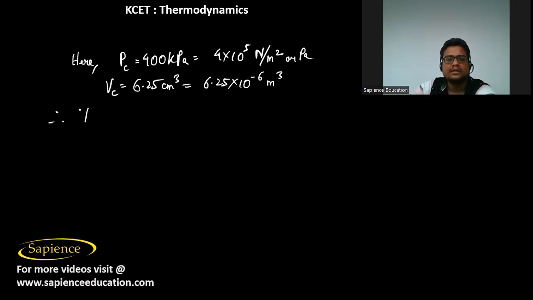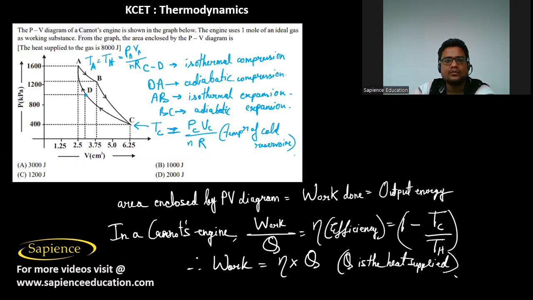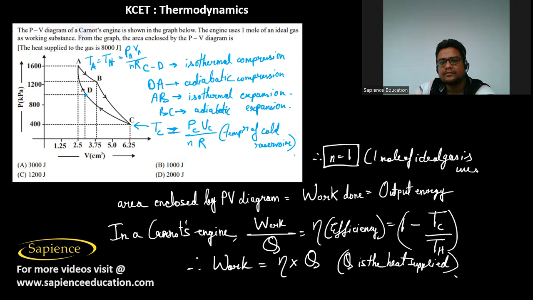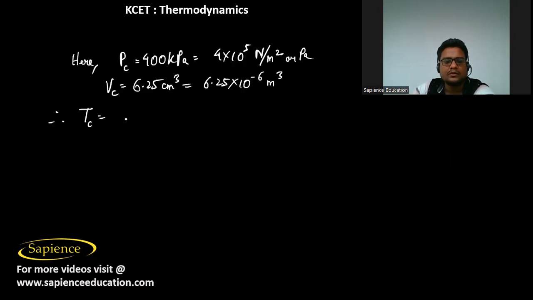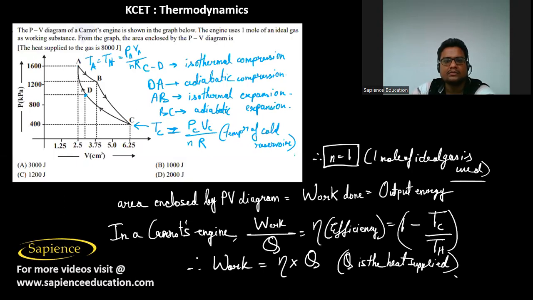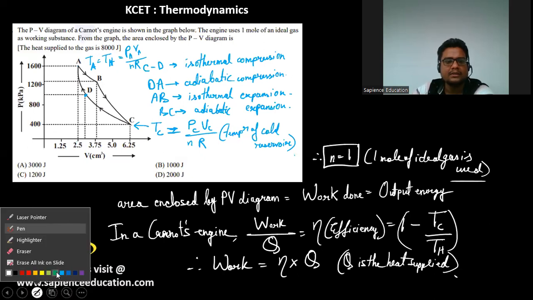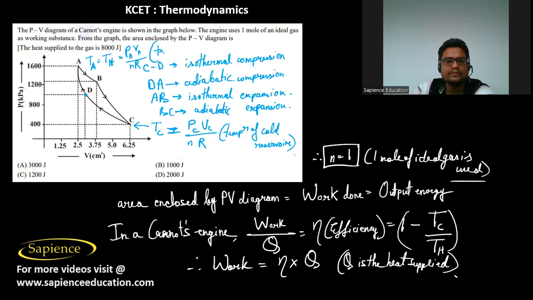So therefore, for the temperature at the point C, it is told here that 1 mole of an ideal gas is used as a working substance. Therefore, the number of moles is equal to 1, n is equal to 1. So the temperature at the point C is the temperature of the cold reservoir, and TH, which is the temperature at point A, is the temperature of the hot reservoir.